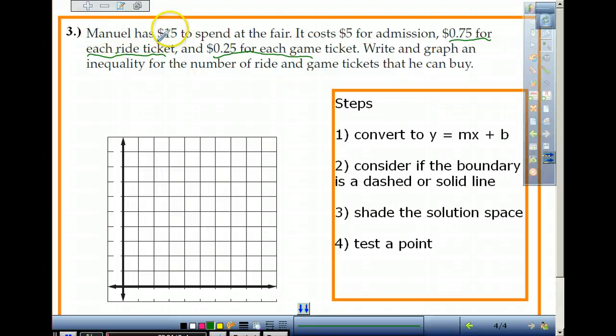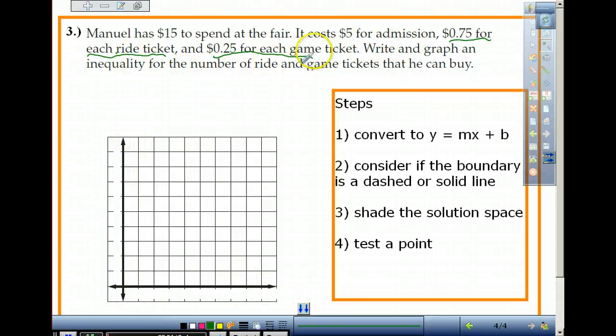The things that don't change is like Manuel had $15 to spend. That doesn't change. There's no variable. It just has $15. It costs $5 to get in. It just costs $5. It doesn't cost $5 per this or each time. It's just $5 one time. It doesn't change. So that kind of lets you know where your variables come from. Obviously, since we're only graphing 2 axes, we only have 2 variables.